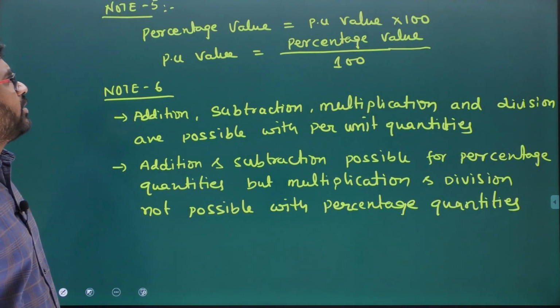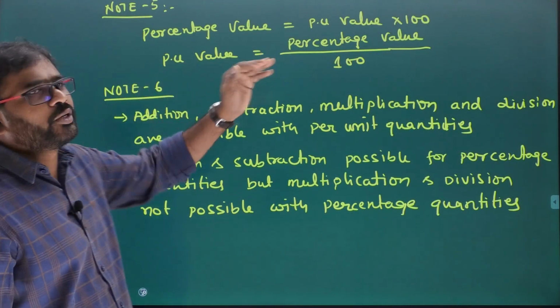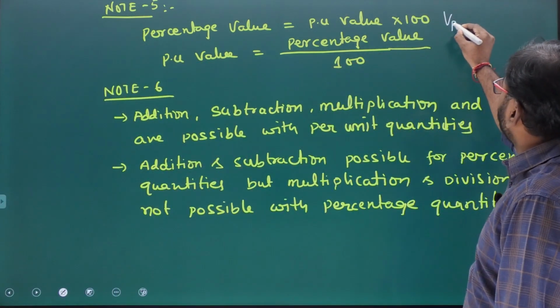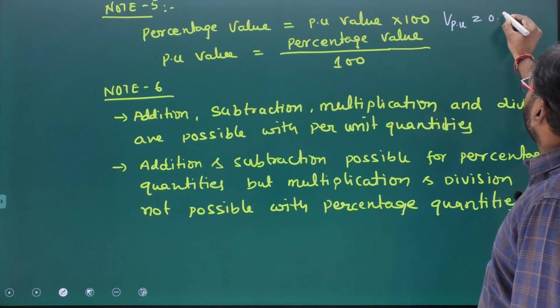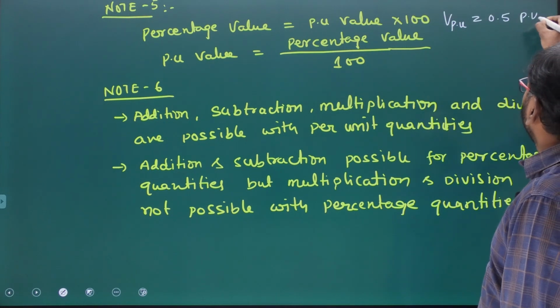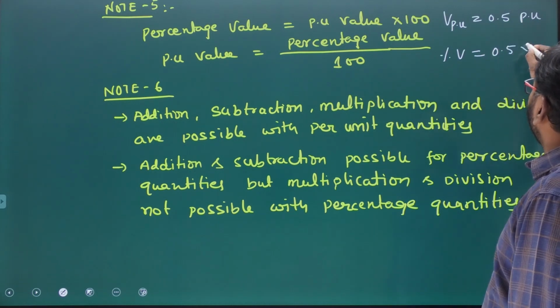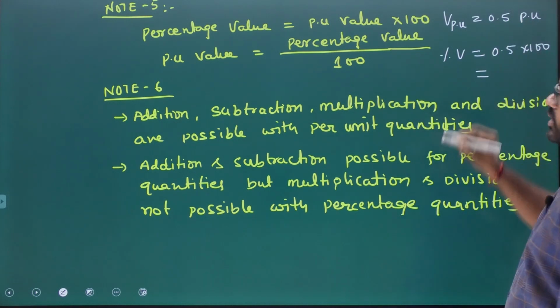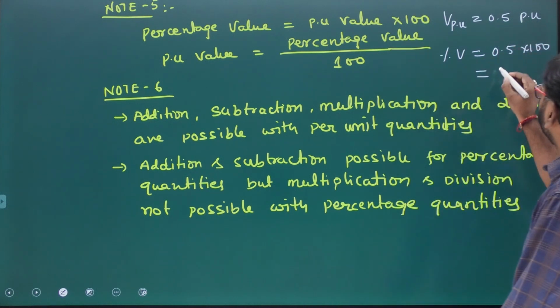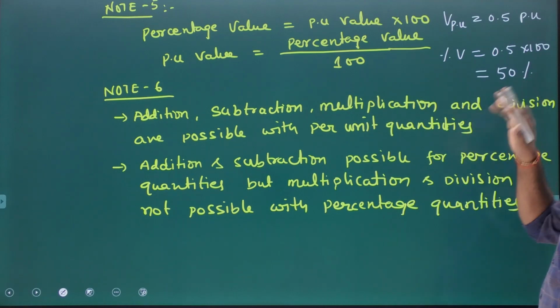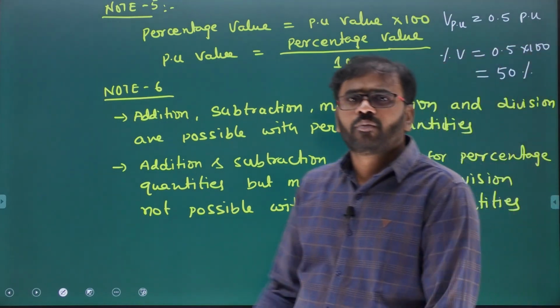Okay, now note number 5: the percentage value equals per unit value times 100. For example, let's say V per unit given to me is 0.5 per unit. What is percentage V? Let's multiply this 0.5 with 100. Then that gives the percentage value. Now tell me, what is the percentage value here? 50%. Similarly, if the percentage value is given, you can convert back to the per unit value.